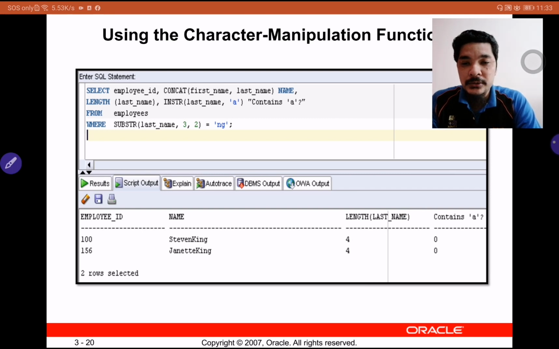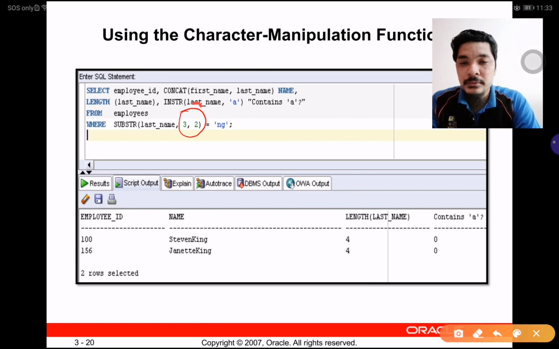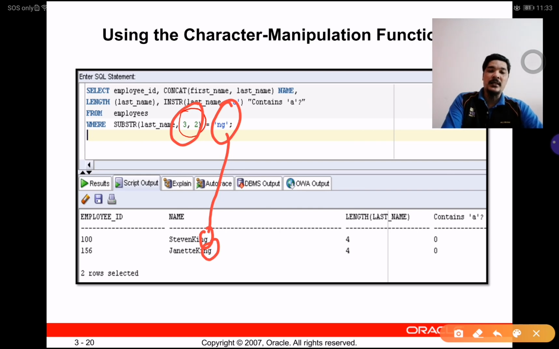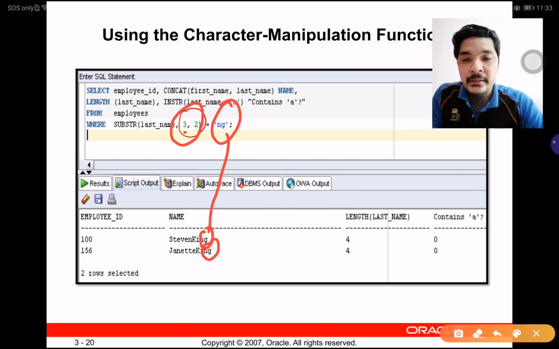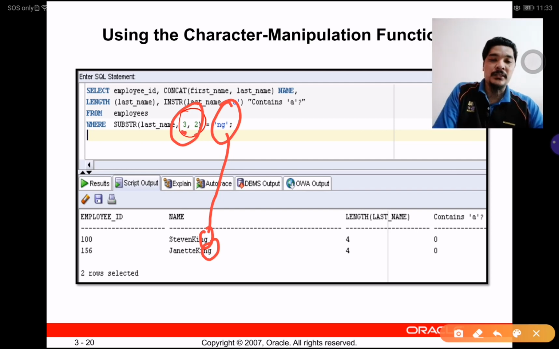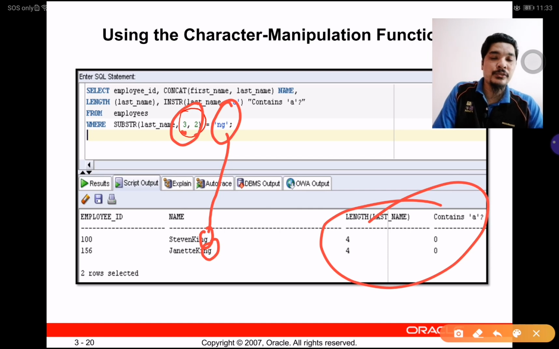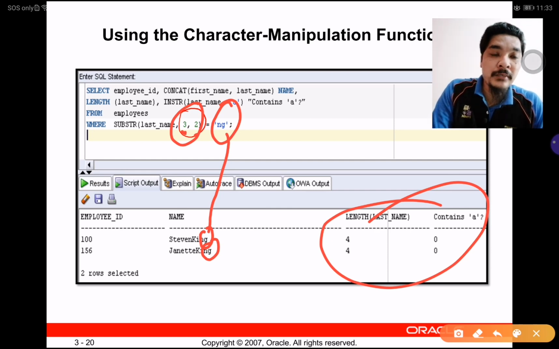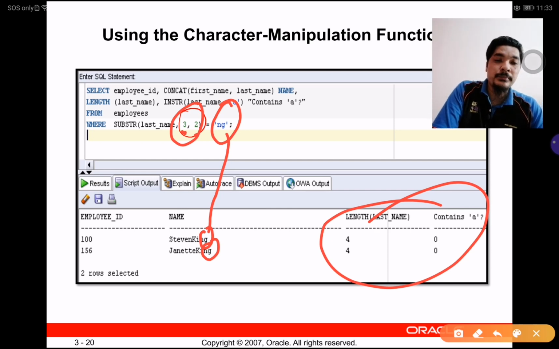So 3 and 2 must match NG. All the results must produce something like this. The final output must have NG because NG comes from the third character and 2 after that. The rest is only for the length and also whether it contains A. If yes, I will put the number of characters of the string. If no, then just put 0 here.